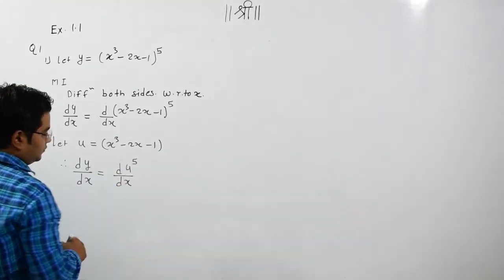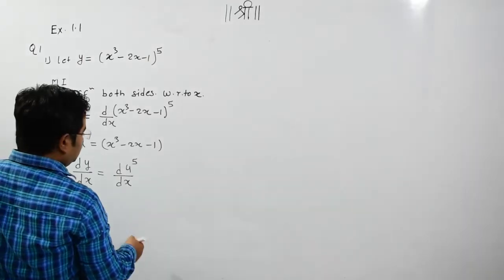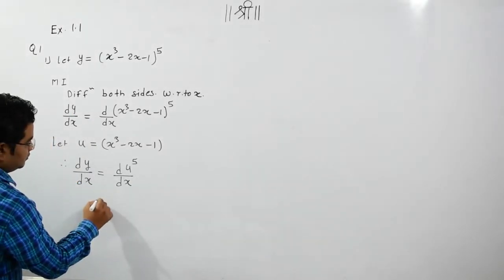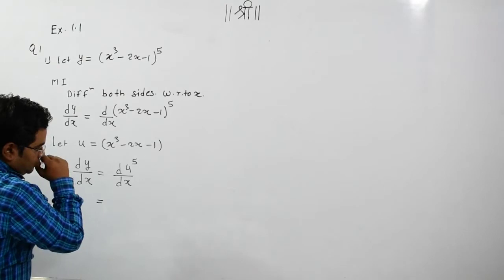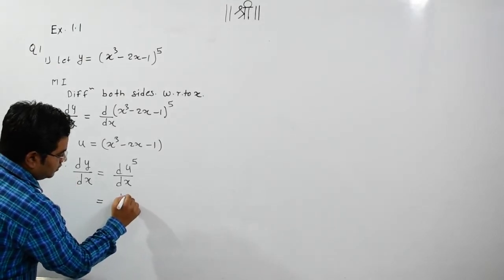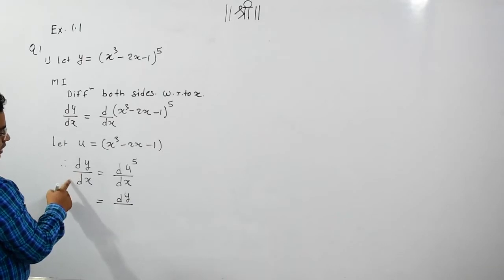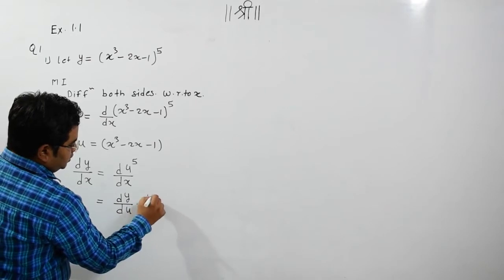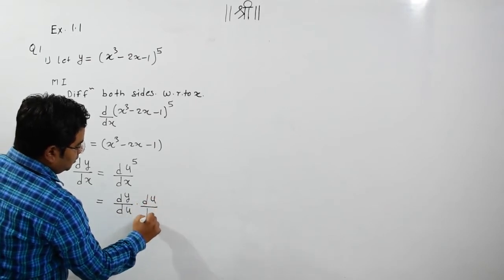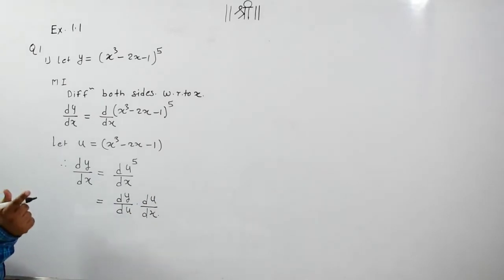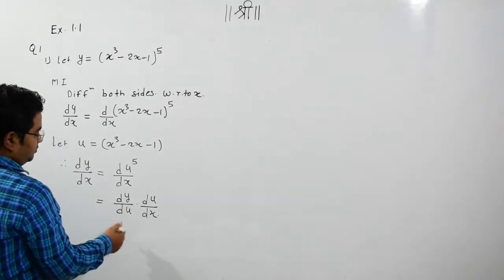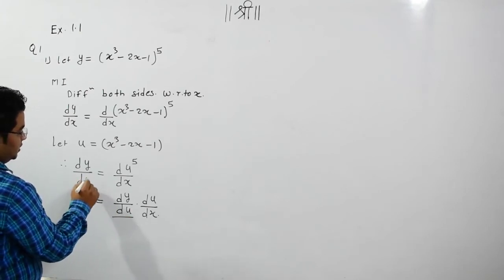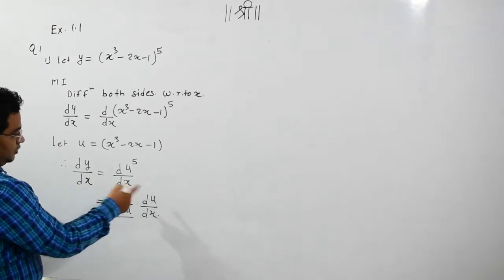the equation will become dy upon dx is equal to d upon dx of u raised to 5. Now the next important part: up to this everything looks fine. So the next step is dy upon dx, which is actually equal to dy upon du dot du upon dx. Understood? Hope you understood. Now the most important part: we are differentiating with respect to x, and we got this step by step.